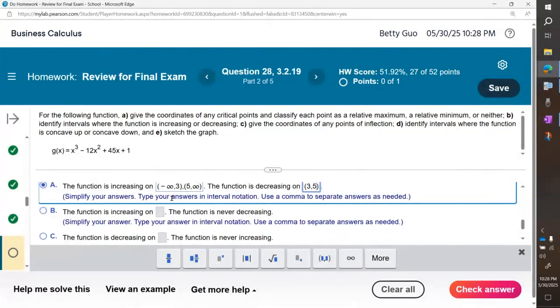Double check. Negative infinity to 3 increasing. And then 3 to 5 decreasing. And then 5 to infinity increasing. Okay.